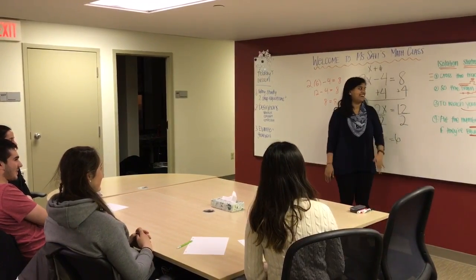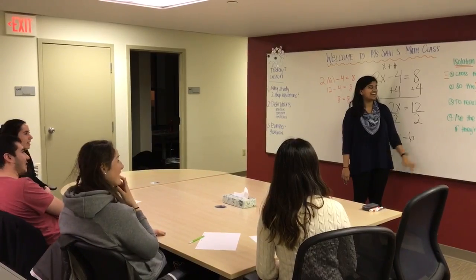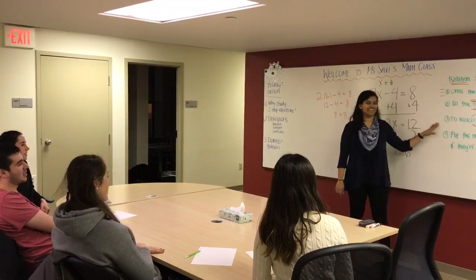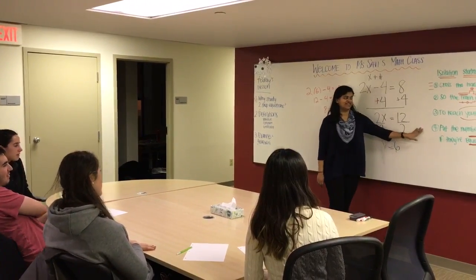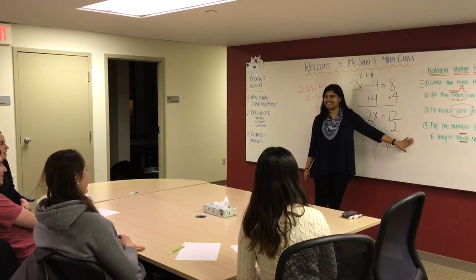Okay, all together now. Ready? Cross the track, so all the constants stack. So the train can run. Make the coefficient 1. To reach your destination, solve the equation. Put the number in the variable's location. If they're equal, you've reached the right station.